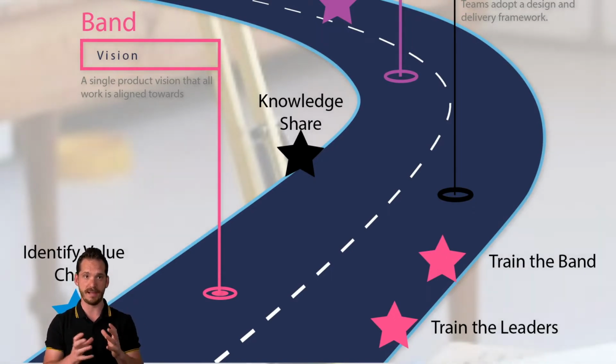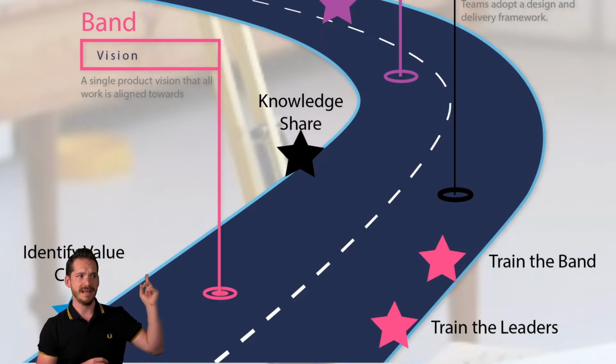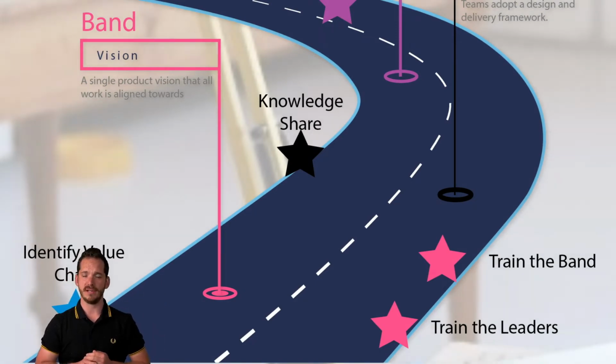So you've identified your band, got your vision, a single product vision that all work is aligned to. You train the leaders first, then you train the band. Now your training could just be this course or a similar course of this nature. You could get a coach in to help you train your people on new ways of working. It's all on the process and the tools to begin with. Processes and tools that allow culture growth, that don't limit culture growth.